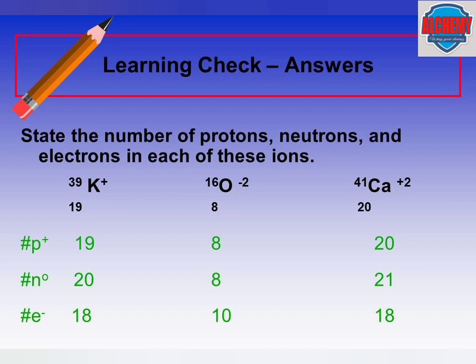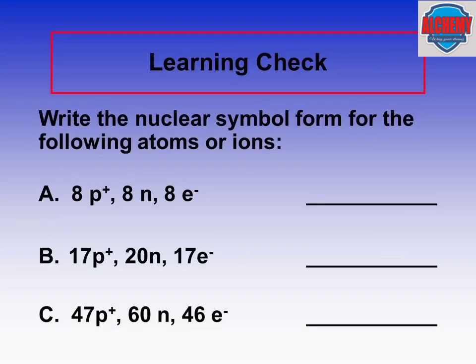Now the number of neutrons is given by mass number minus atomic number, that is 41 minus 20, and that is equal to 21. Now as homework, write the nucleus symbol for the following atoms or ions with the help of a periodic table and also mention the charge of each atom or ion.